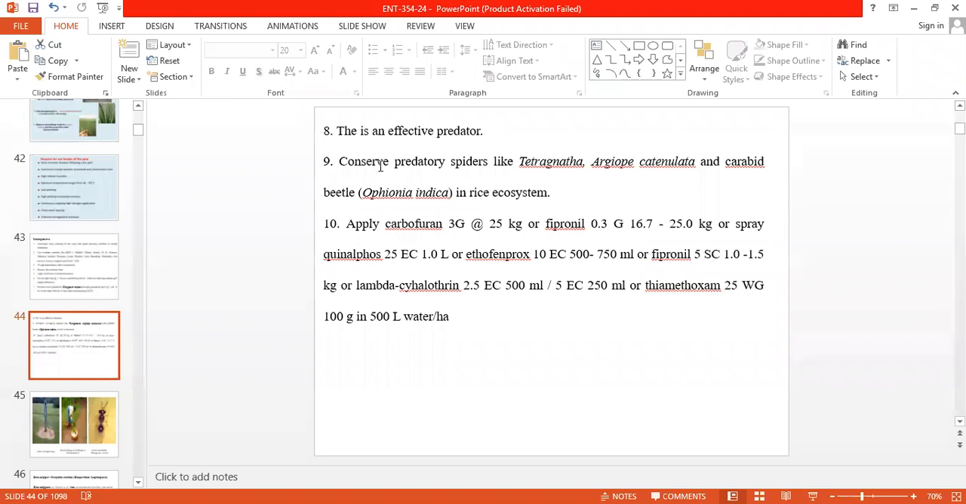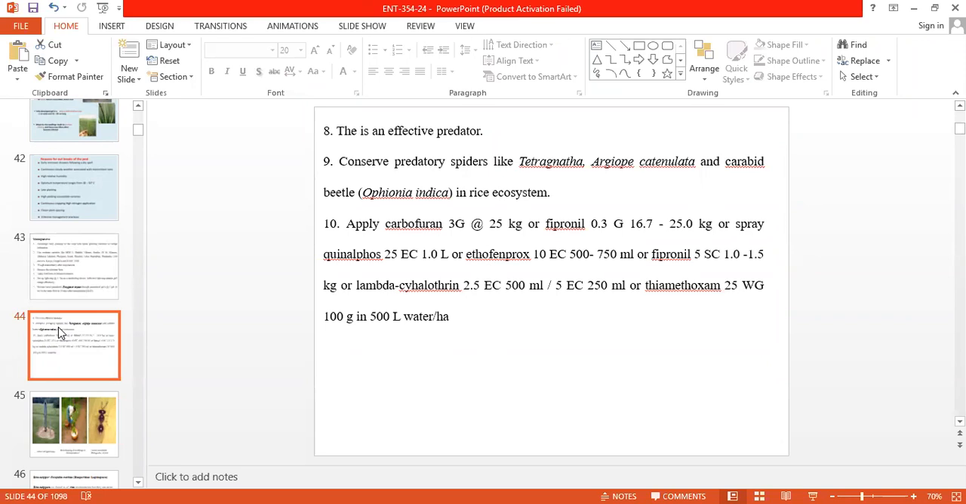Application of various chemicals in granule formulation: carbofuran 25 kg, fipronil 16.7 to 25 kg, or spray application of phenthoate 1 liter, ethofenprox 500 to 750 ml, fipronil 1.5 kg, lambda cyhalothrin 500 ml, thiamethoxam 100 gram in 500 liters of water per hectare. These are the effective chemicals for the management of gall midge.